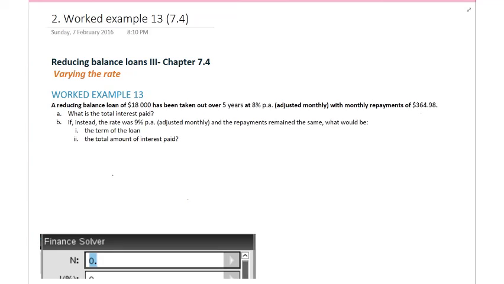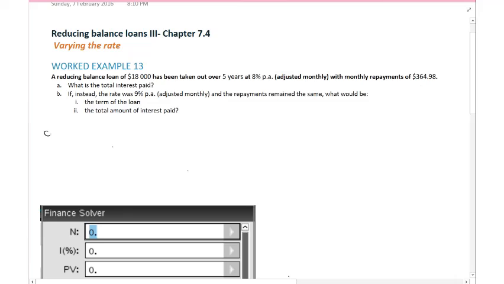Okay, so we're still on reducing balance loans 3 from the textbook, which is exercise 7.4. So we're going to go through the worked example here. Worked example 13. So I'm going to look at A first. What is the total interest paid?